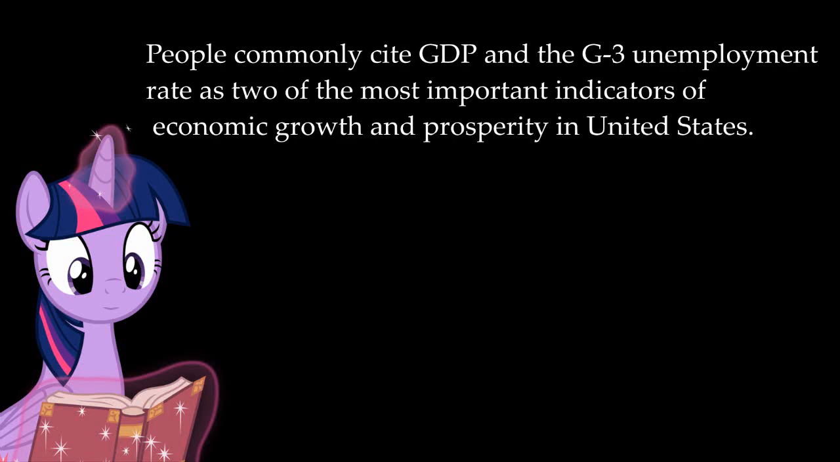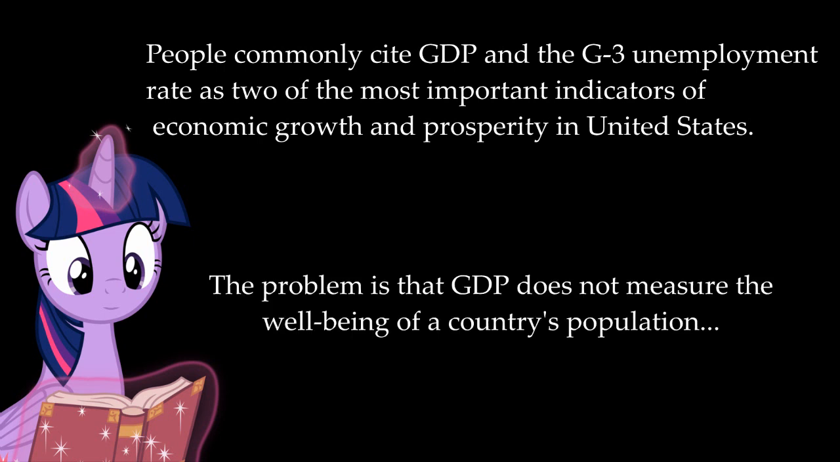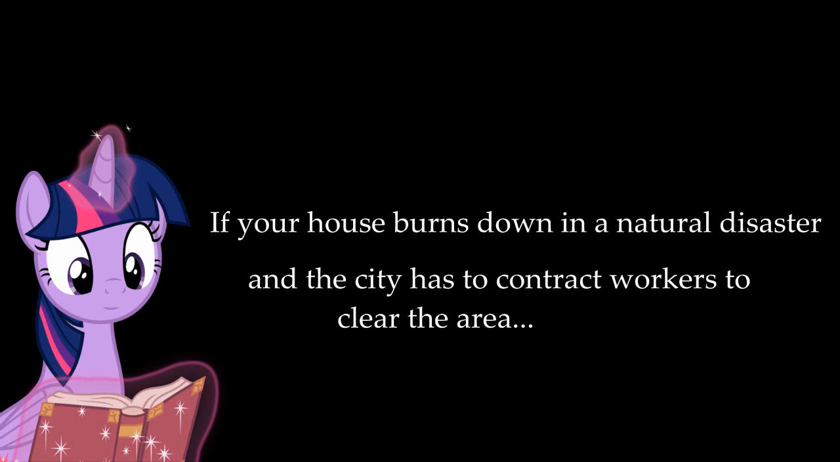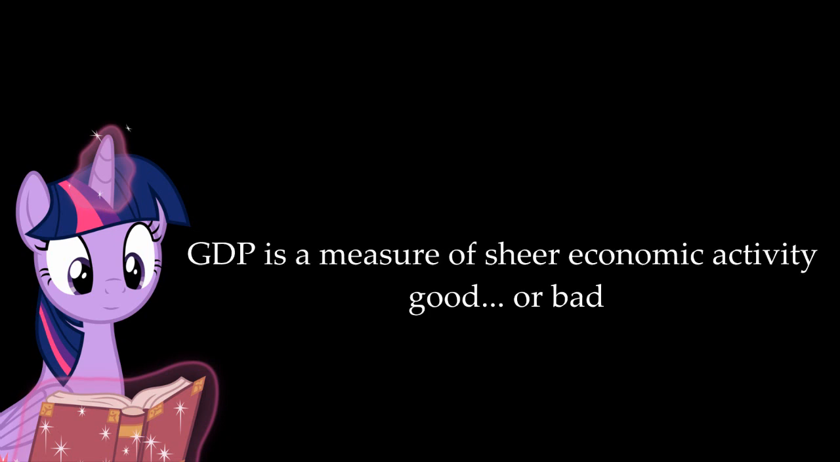People commonly cite GDP and the U3 unemployment rate as two of the most important indicators of economic growth and prosperity in the United States. The problem is that GDP does not measure the well-being of a country's population. If your house burns down in a natural disaster, and the city has to contract workers to clear the area, GDP goes up. GDP is a measure of sheer economic activity, good or bad.